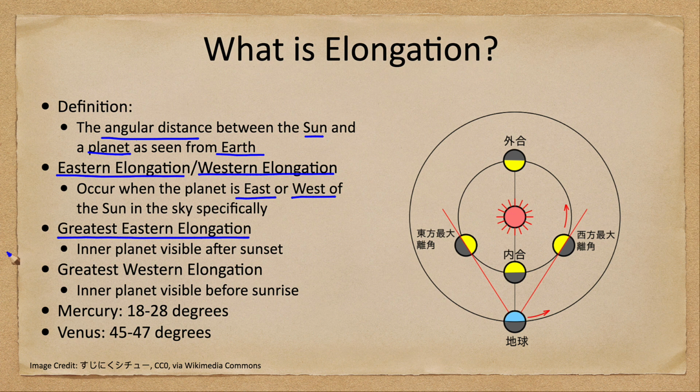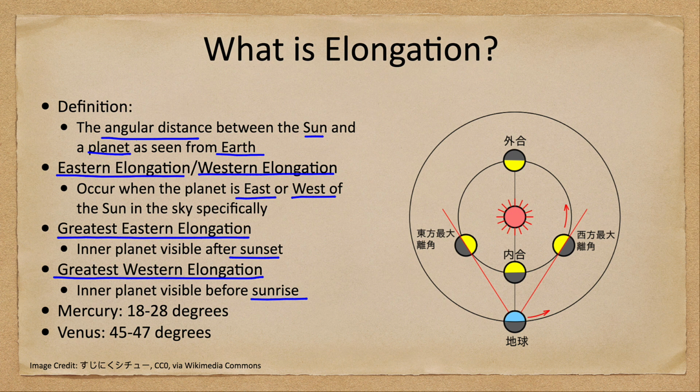Now, if the planet is too close to the sun, it's hard to find. Why? Because the glare of the sun is there and it makes it very hard to see a planet. And especially Mercury is tough with this because it isn't all that bright in the sky. So that's the best time to see one after sunset. The greatest western elongation would be the inner planet visible just before sunrise, to find it in the morning sky.